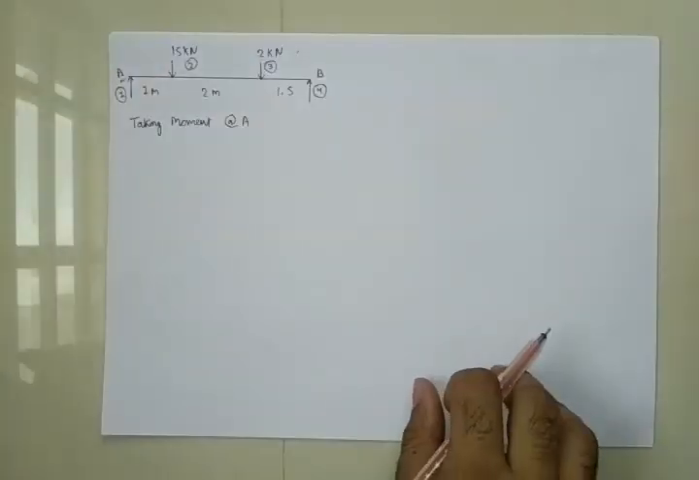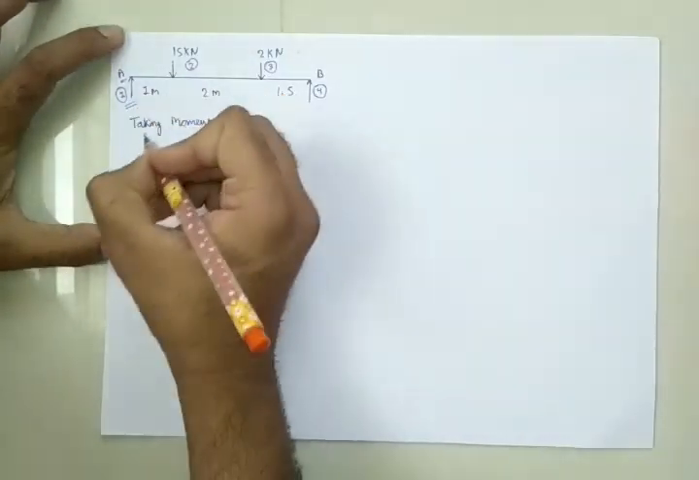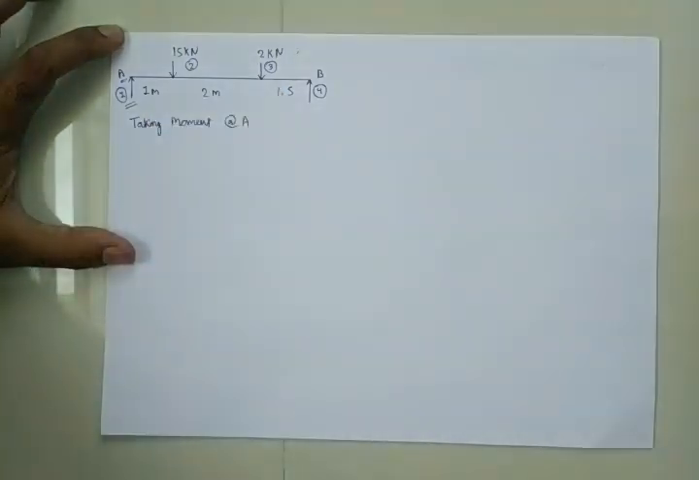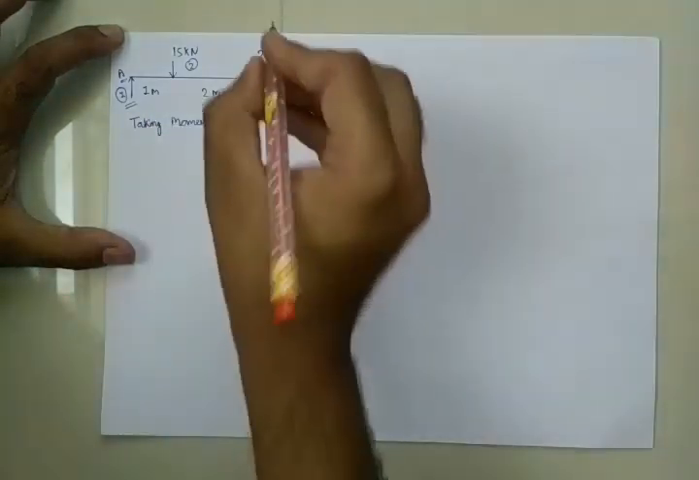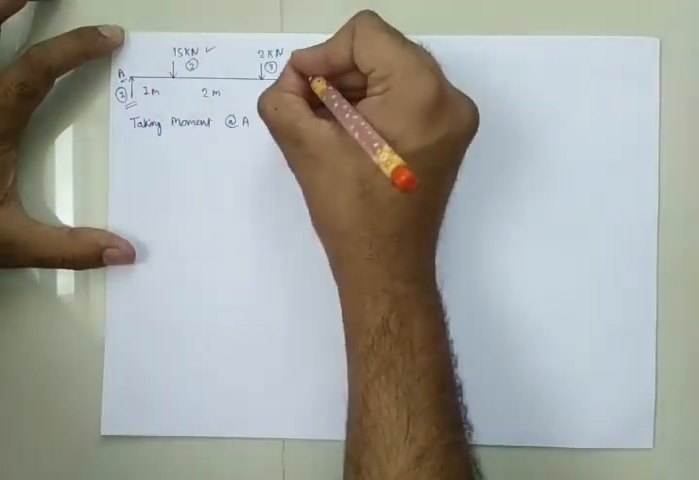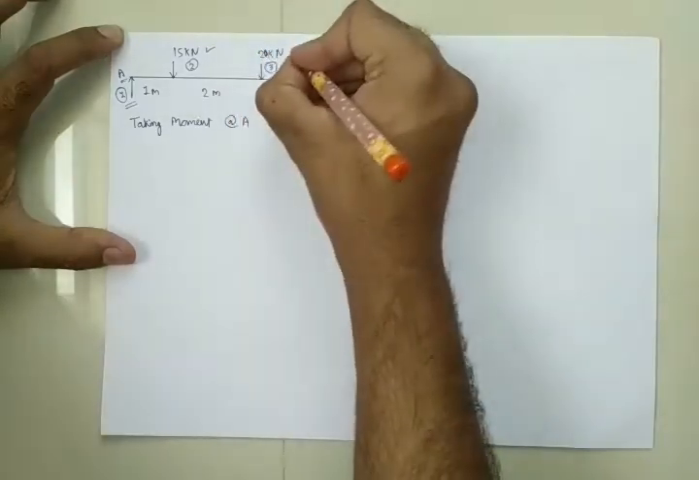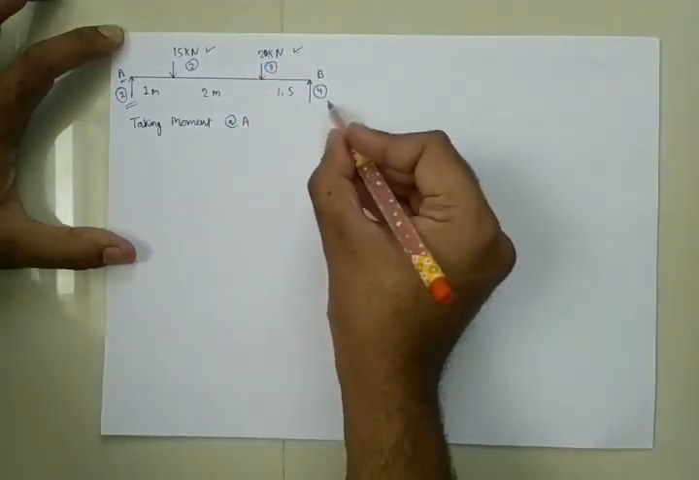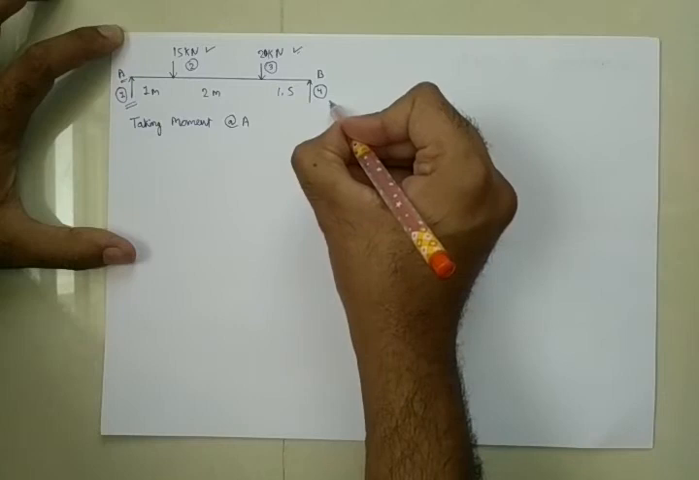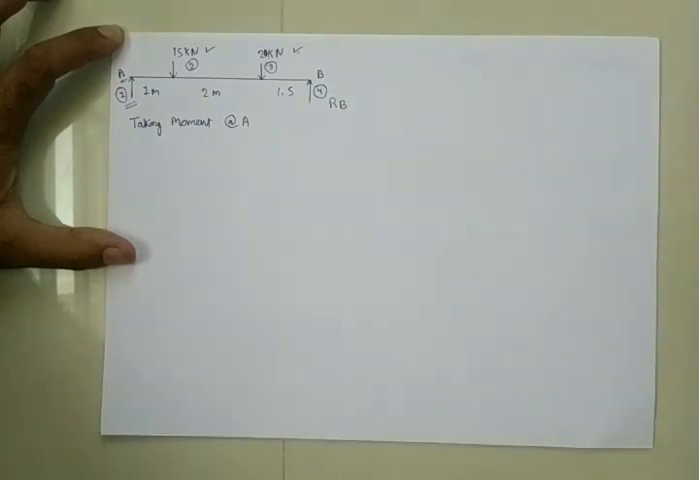So what does it mean? It means that we are not going to take this force into calculation. What we are going to take in a calculation is the force of 15 kilonewton, the force of 20 kilonewton, the force of 20 kilonewton, and RB, right?